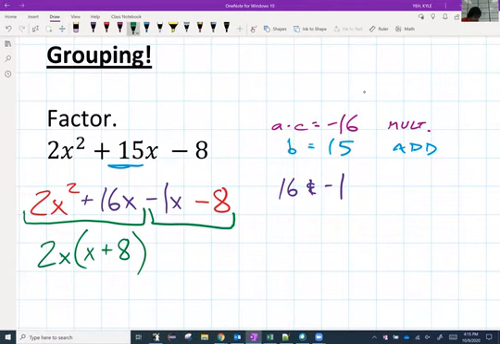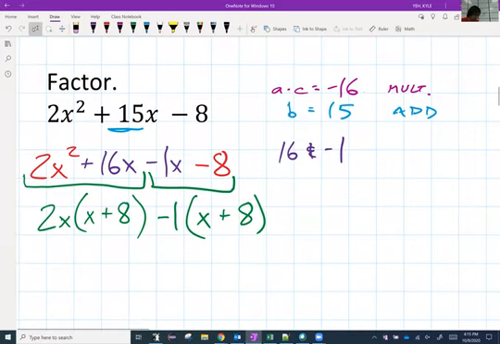Now, can we group the next two terms and pull out something that will also leave us with x plus 8? That is the goal. So I look and I say, okay, I have negative x minus 8 right now. What if I pulled out a -1 from this second group? Pulled out a -1, that leaves me with x. The negative flips the sign. And now I have x plus 8 left over in both of those groups. And that means we're on the right track. Now we're golden because we're one step away.